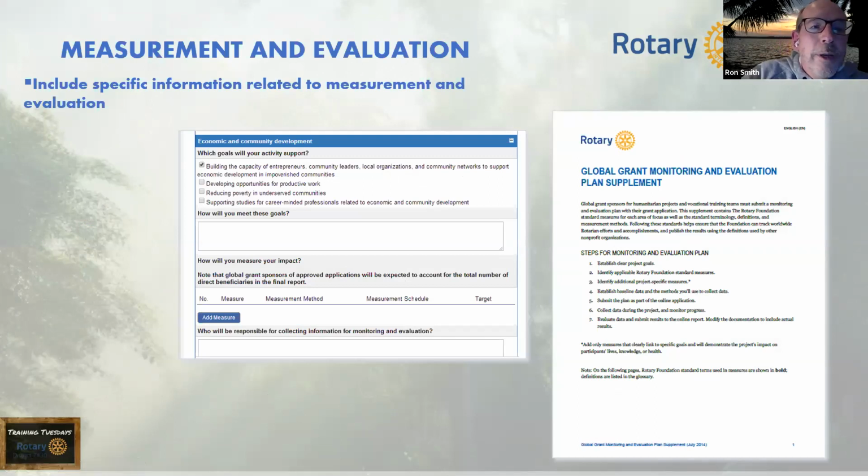Measurement evaluation. If you have maternal and child health and it drops down, it's going to ask how have you improved infant mortality? How have you improved maternal mortality? How many midwives have you trained? So there's going to be very specific measurements, and you can add some of your own measurements, and there are some very standard measurements depending on the area focus as well. And so that's a very important part of it. And there's another document that Rotary has, the M&E monitoring and evaluation supplement, for how you fill that section out. Next slide.